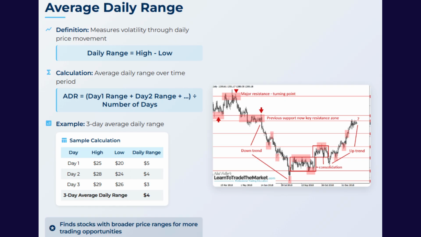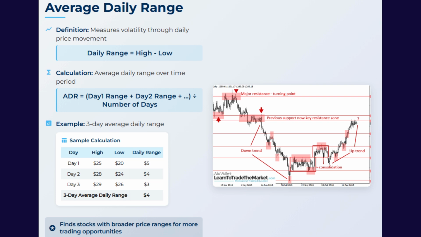Average daily range. The average daily range is a great metric for measuring volatility. Traders want to find stocks that have a broad price range, creating more trading opportunities. For example, if a stock is stuck in a 10-cent range every day, it would be difficult to place profitable trades without large sums of money. Conversely, a stock trading in a $5 daily range would provide plenty of opportunities.